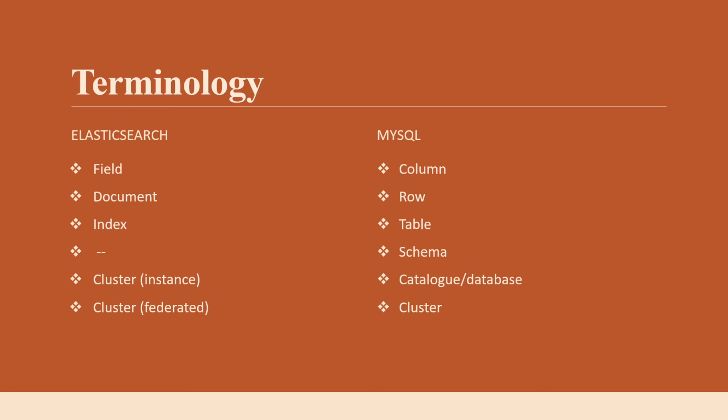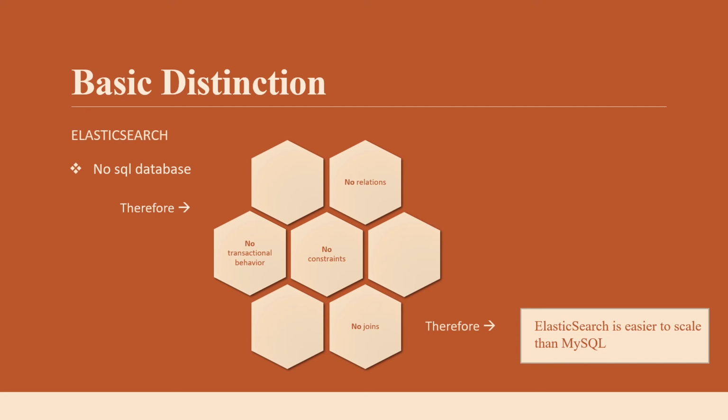While these don't directly correspond to their counterparts in MySQL, they're the closest equivalents, and they make understanding how things are arranged and stored in Elasticsearch a little bit easier if you're familiar, which we all are, with how MySQL groups and stores data. The basic distinction between the two, though, is that Elasticsearch is a NoSQL database. Therefore, there are no relations, no constraints, no transactional behaviors, no joins. With all of these, Elasticsearch is a lot easier to scale than MySQL, which we'll talk about in a little bit.